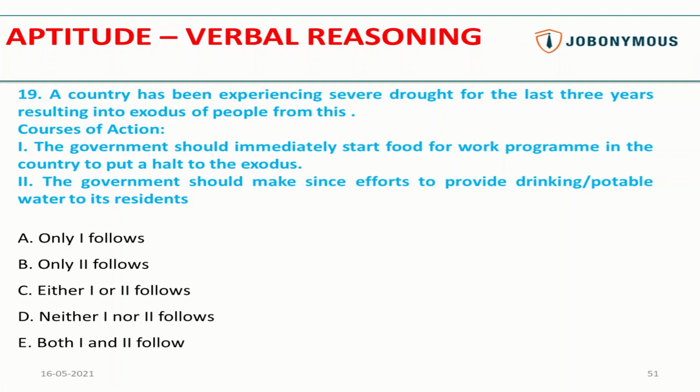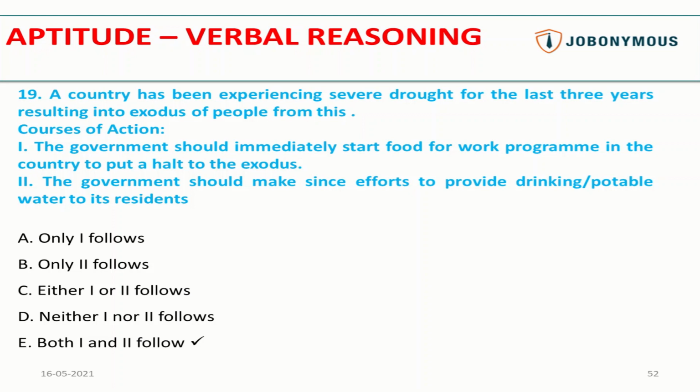Next, they have given you a scenario. A country has been experiencing severe drought for the last 3 years, resulting in exodus of people from this country. So what are the courses of action the government can take? The government should immediately start a food for work program in the country to put a halt to the exodus. The government should make sincere efforts to provide drinking or potable water to its residents. So which course of action do you think is correct? Only one, only two, either one or two, neither one nor two, or both one and two?